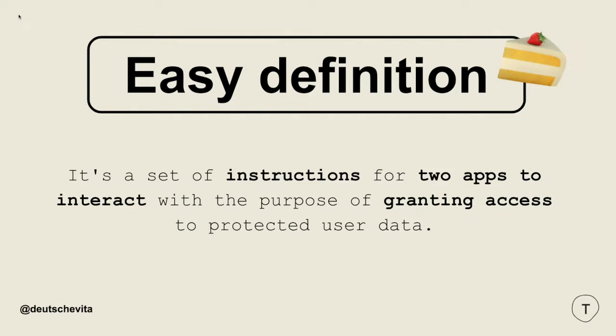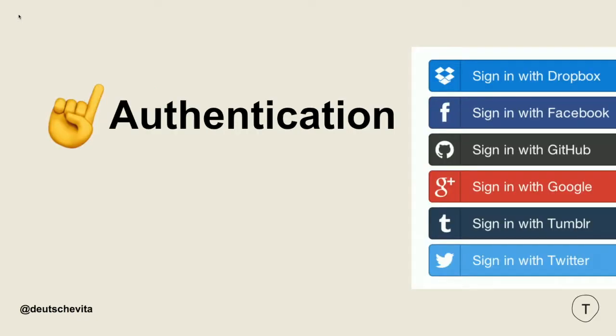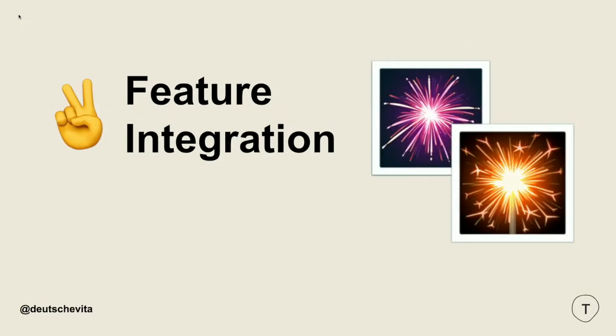between two applications with the final purpose of obtaining or granting access to private user data. So one of the applications will be the requesting application and the other one will be the provider. And it may sound a bit insecure, but it's actually designed to be a secure process. So it has basically two use cases. The first one is just authentication, and it's this thing that you've used probably a million times to log in into new services. And then the second one is what I call feature integration, and this means that the requesting application will be, well, requesting data from the provider on a recurrent basis in order to provide some sort of enhanced feature or functionality that the provider does not have.